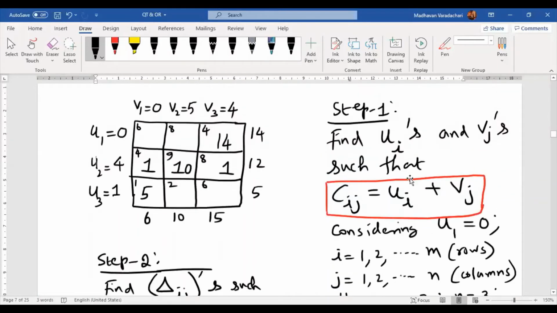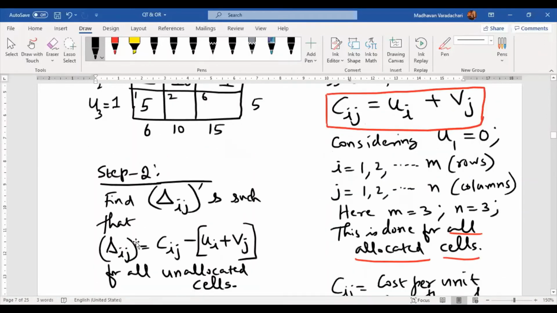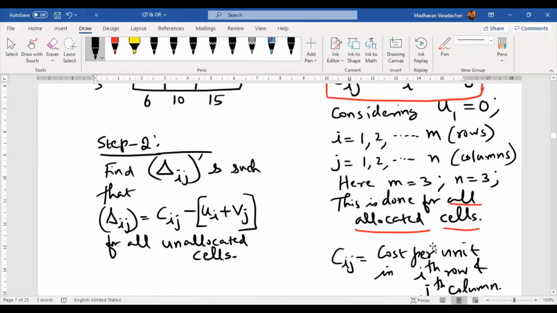Step 1 is done now because we found already all the ui's and vj's, right? Now we have to move on to step 2. Step 2 is done only for allocated cells. Let me highlight that word.